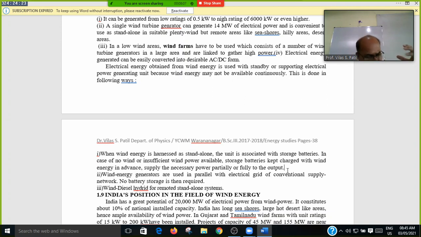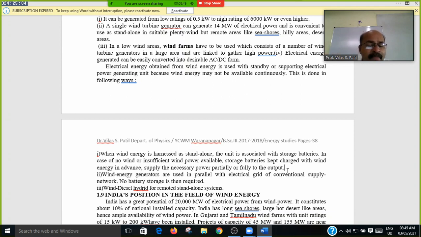Consider that wind is present with sufficient speed. Then we can design a windmill, and the windmill rotates its fan, due to which mechanical energy is converted into electrical energy. That electrical energy is used to store or charge the DC batteries. And we know that once the DC batteries are charged, the DC is converted again into AC. It is a very simple way. In this way, wind energy is converted into electrical energy.